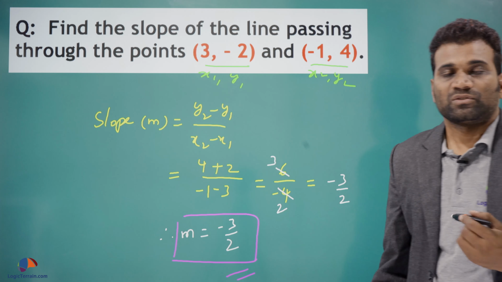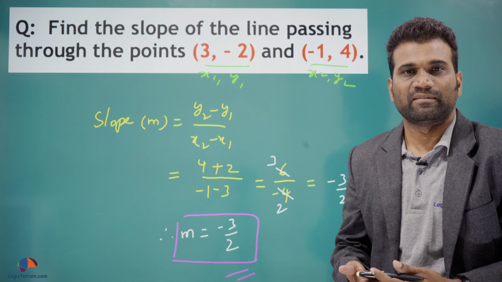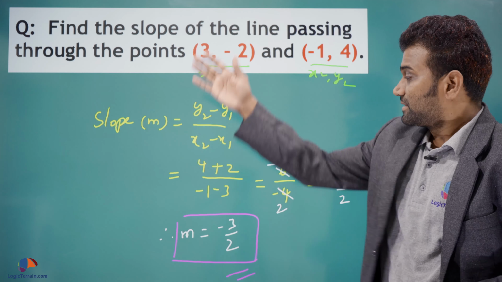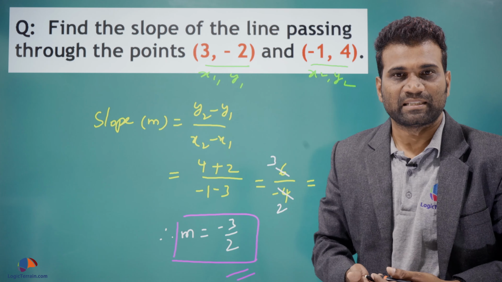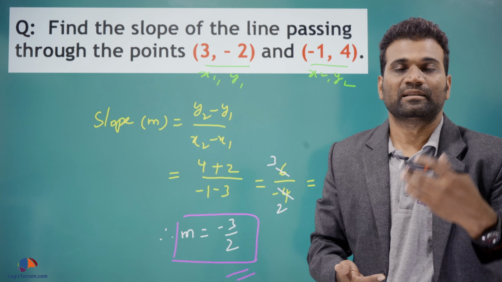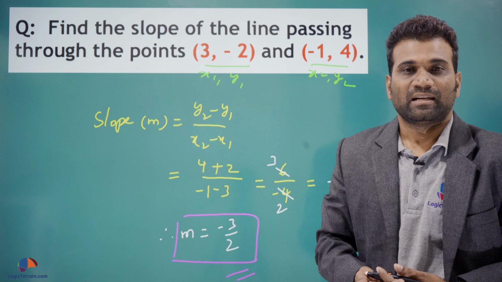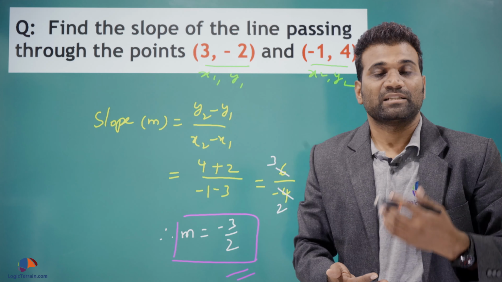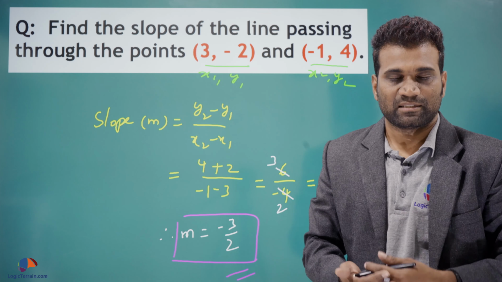Clear? So this way we find the slope of a line when the inclination is given and when points are given. These are just the basics of slopes, and using these basics we'll find different properties of straight lines. Clear? And in the next session we'll discuss the more difficult and important questions regarding slopes.